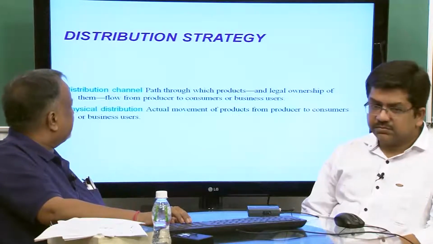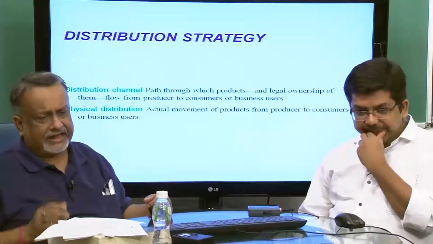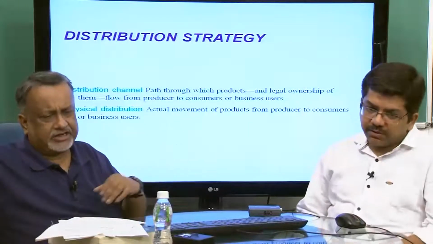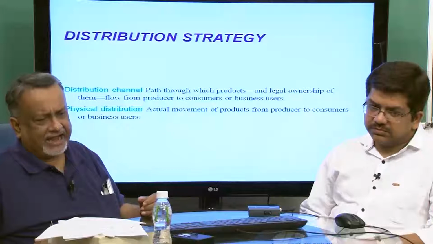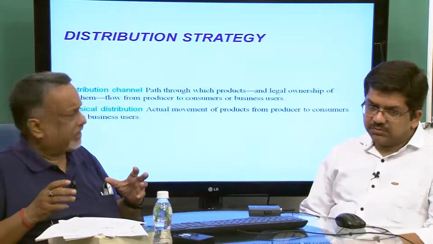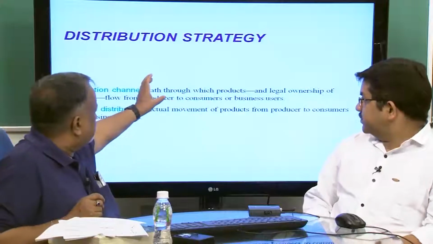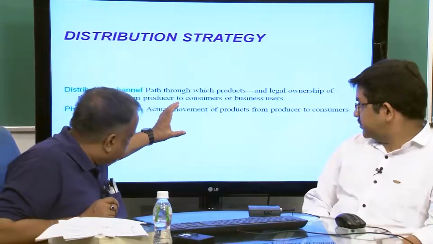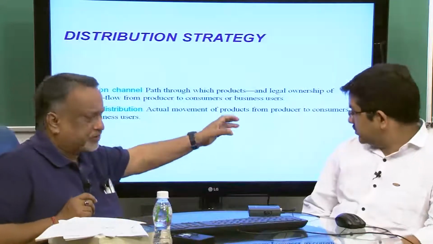So, distribution channels are basically pathways through which the legal ownership gets transmitted from the manufacturer to the final consumer or the business user, and physical distribution therefore is the way this ownership transfer happens through the actual movement of products from producer to consumer or business user.